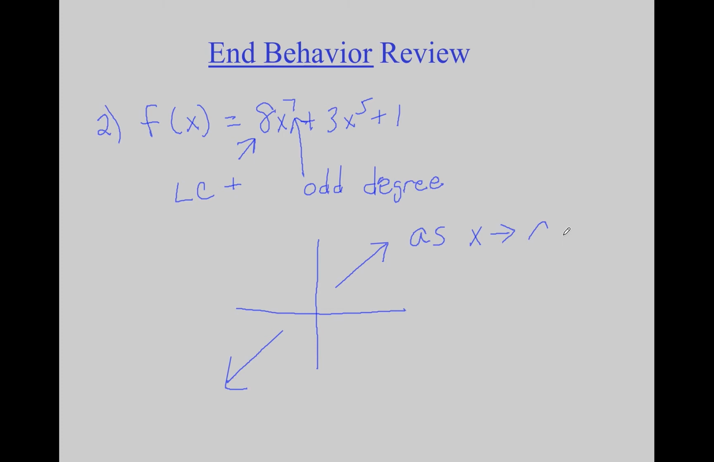As x approaches positive infinity, y is also going to approach positive infinity. Okay, your x's are going up, so your y's are getting bigger. This one over here, as x approaches negative infinity, your y's are getting smaller. Your y's are going to approach negative infinity. Okay, so there's a quick review on end behavior.